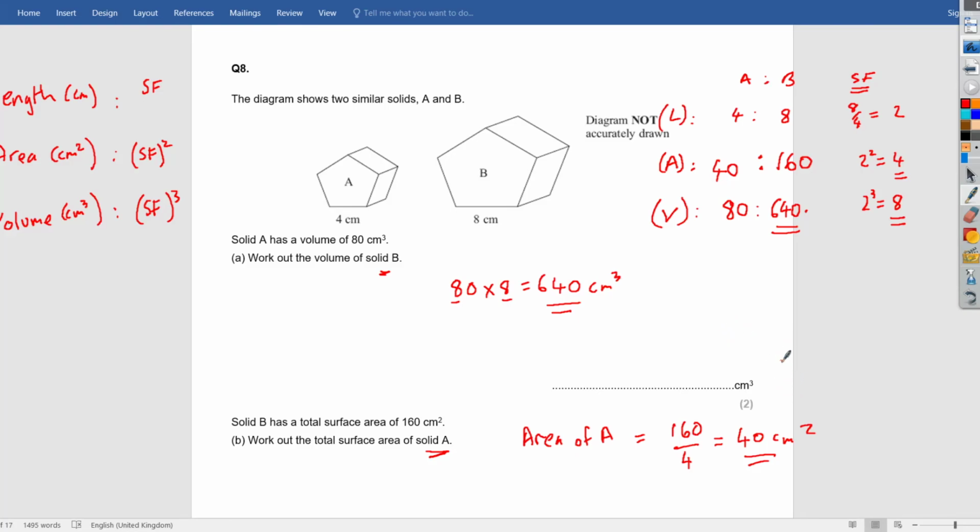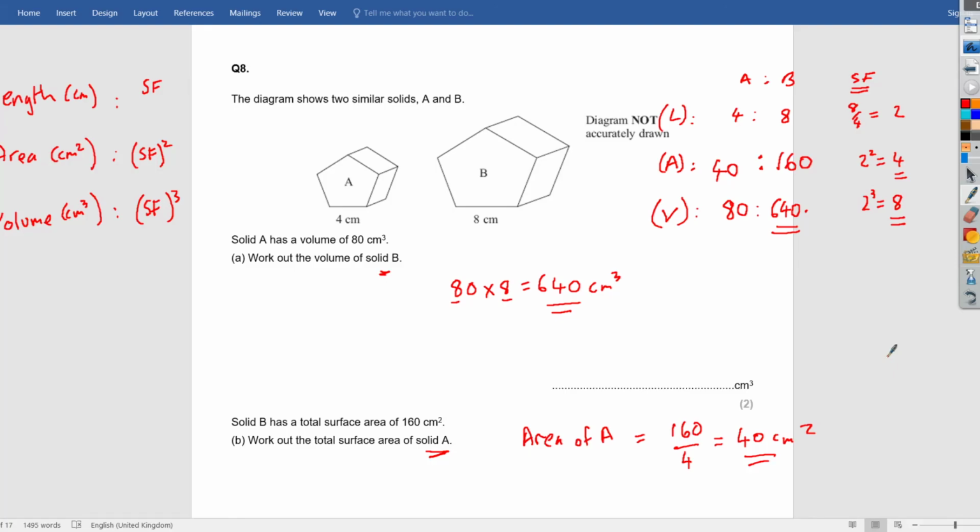Okay, now this does come up quite often in the exams, so it's very important that you understand what happens to the scale factor when we're just finding the normal scale factor for the length. When it's area, it's centimeters squared, so we square the scale factor. And when we're talking about volume, centimeter cubed, we're cubing the scale factor to get this.